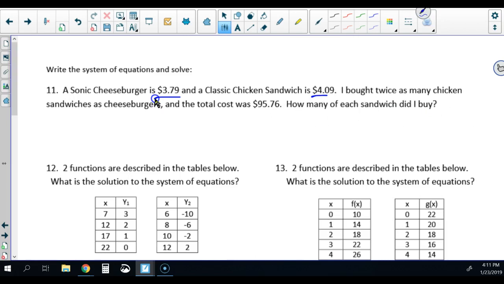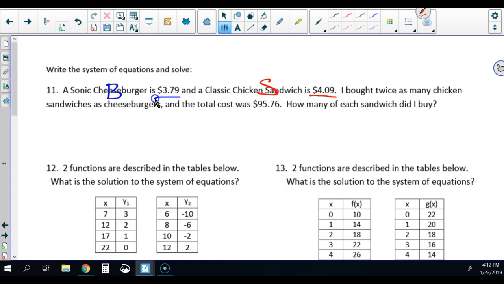I have 2 unknowns, 2 variables. In this situation, I don't know how many cheeseburgers. I'm going to call those, let's call them B for burgers. And I have chicken sandwiches. We're going to call that, let's go S for sandwiches. So B costs $3.79. S costs $4.09.